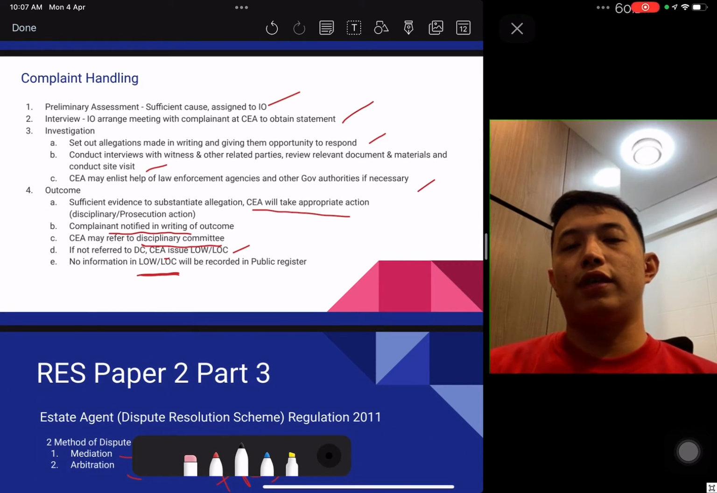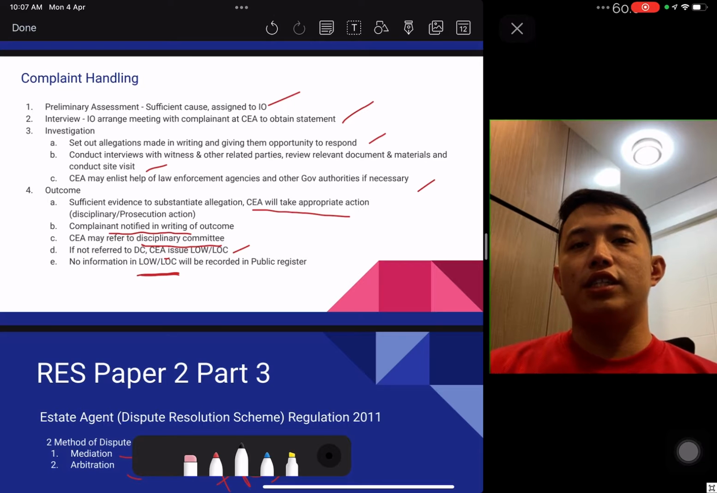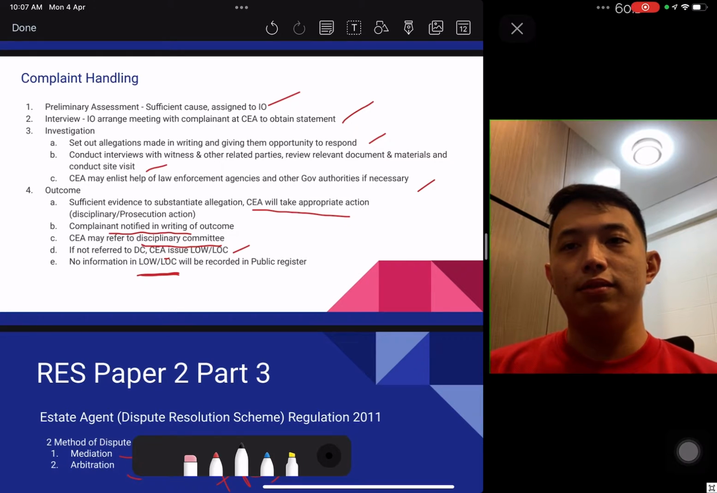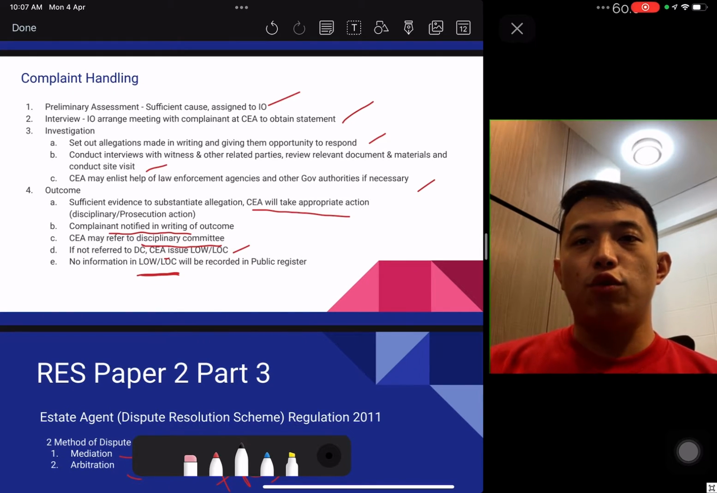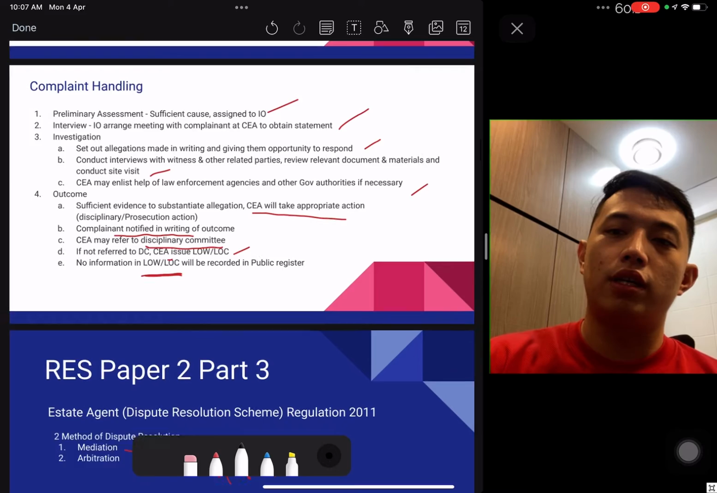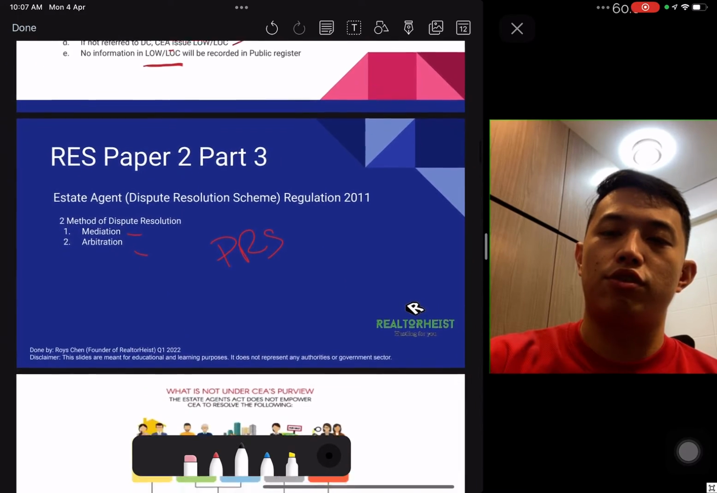Complaint handling. Firstly, if there is sufficient cause, assign an investigation officer, IO. The investigation officer will meet the complainant to take a statement. Investigation will be done. If they want help from other law agencies to continue investigating, it can be done. Any outcome, CA will take appropriate action. Complainant will be informed in writing of the outcome. May refer to a disciplinary committee if needed. If not, they can issue LOW, LOC. However, LOW, LOC will not be recorded in the public register.